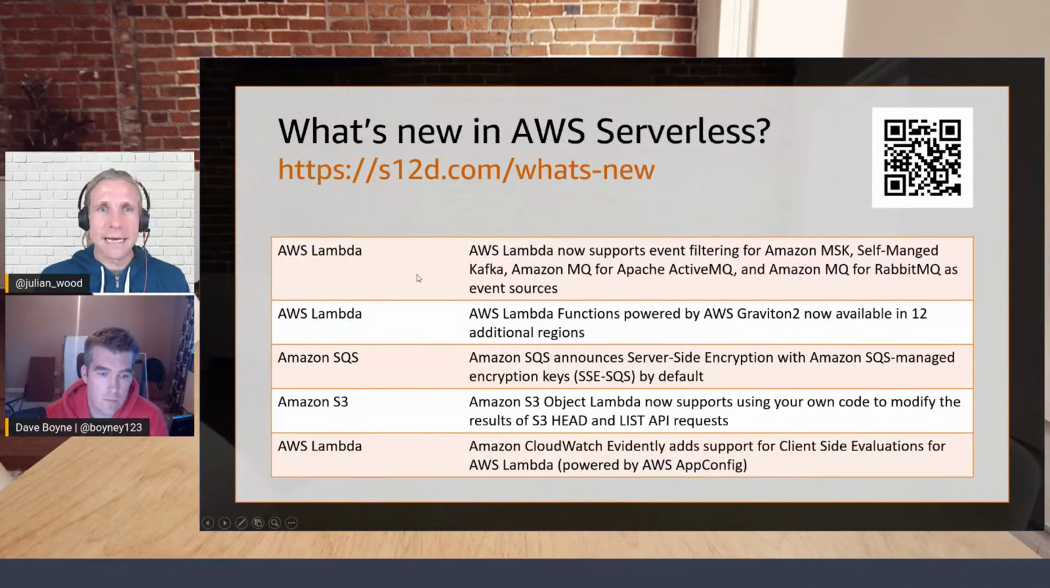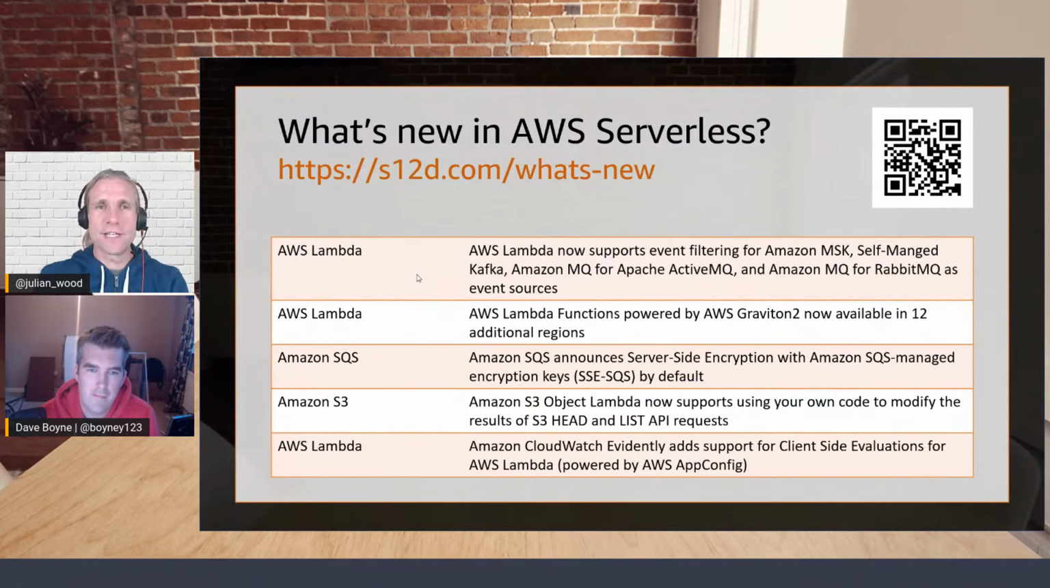Then what's new in AWS Serverless? Well, some Lambda stuff that's been coming out recently. Second one on the list is Graviton 2, our ARM-based processor. Save a chunk of money, get faster processing in your Lambda function. Sounds like a great idea. And that's now available in 12 additional regions. So if you were blocked from using Lambda on Graviton before, now you can hopefully be unblocked.